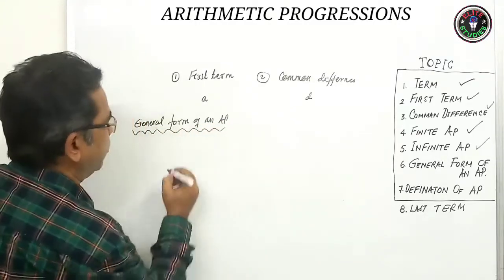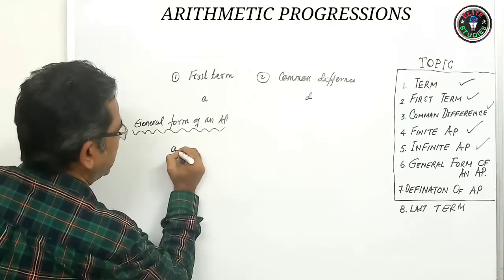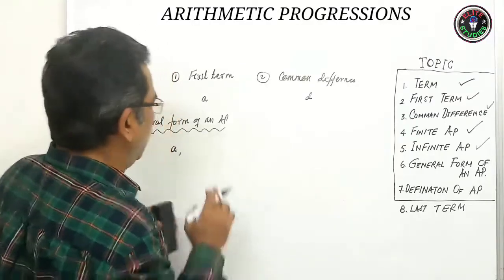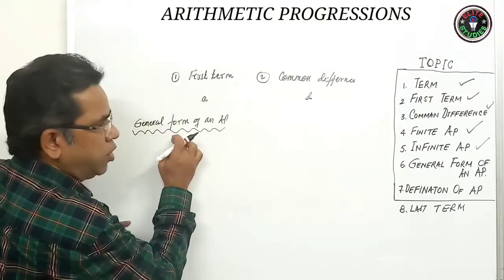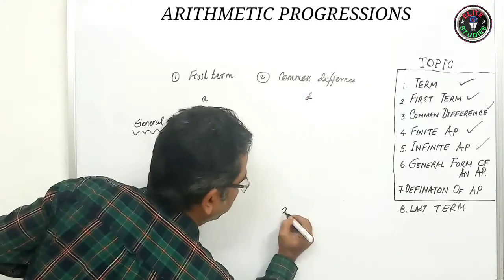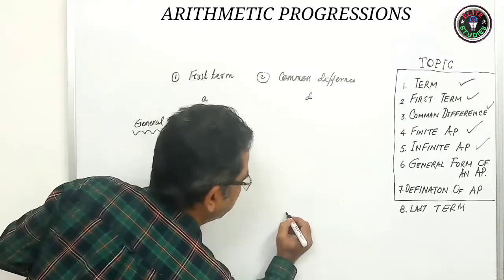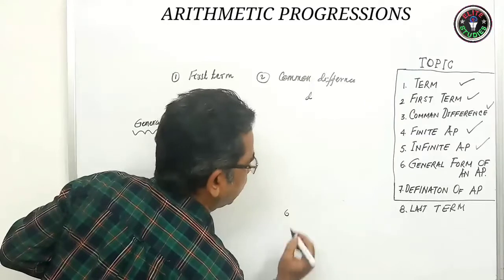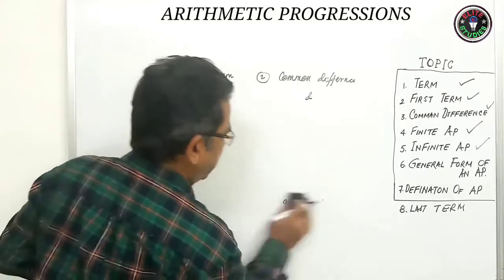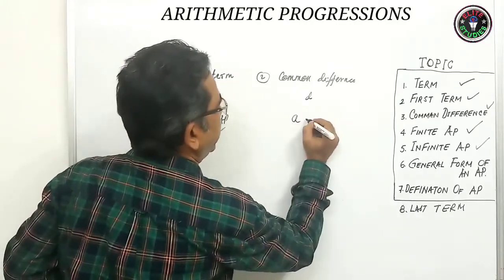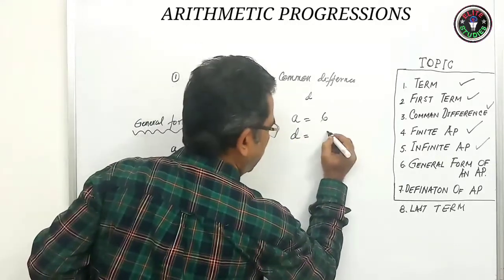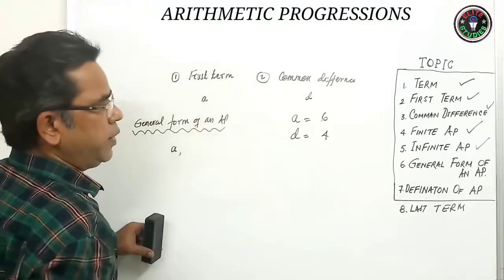Now, the first term will be a. What will be the second term? I told you, to get the second term, you have to add the common difference. Suppose the first term a is equal to 6 and the common difference d is equal to 4. Then what will be the AP?